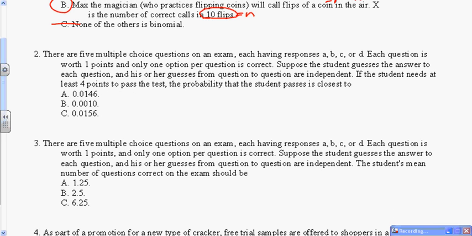Number 2, there are 5 multiple choice questions on an exam, A, B, C, D, or E. Only one is correct. So right away we see that N is 5. It's 1 out of 4, so probability is 1/4 or 0.25.